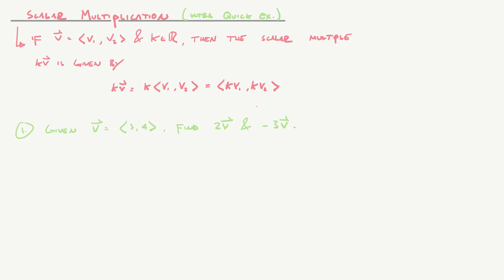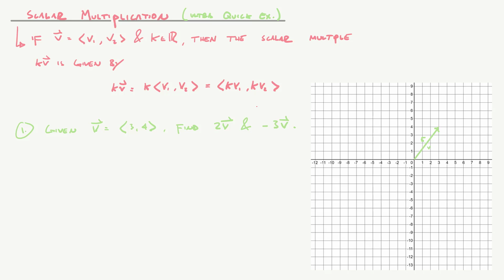I actually didn't do this, but I probably should have found the direction angle for each of them. This video is going to be long enough as it is, so you should find the direction angle for both of these when you're done. You'll find that 2 times vector v has the same direction angle, and negative 3 times vector v has an opposite direction angle. Anyway, here's vector v. Also, I knew the magnitude was 5 because that's a Pythagorean triple, a 3, 4, 5 triangle. So I know the magnitude of v is 5.